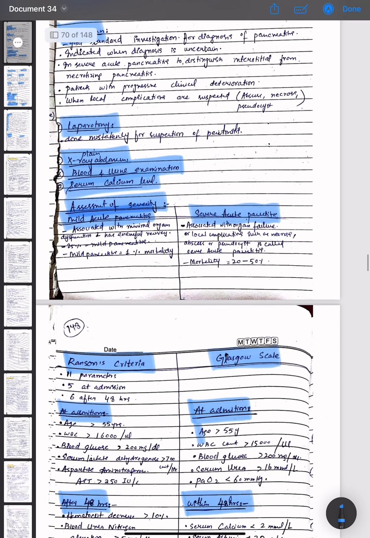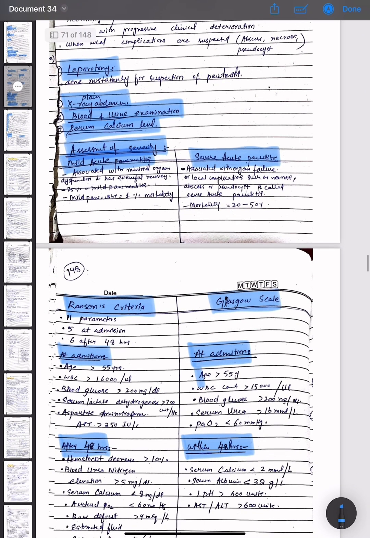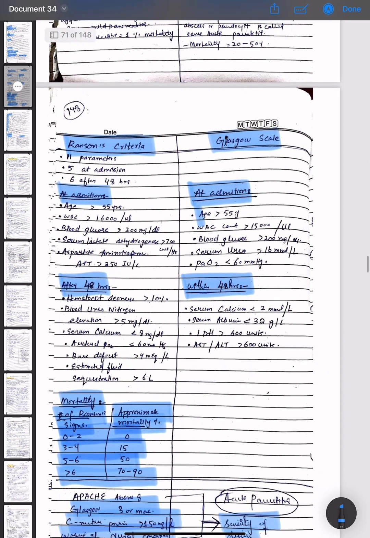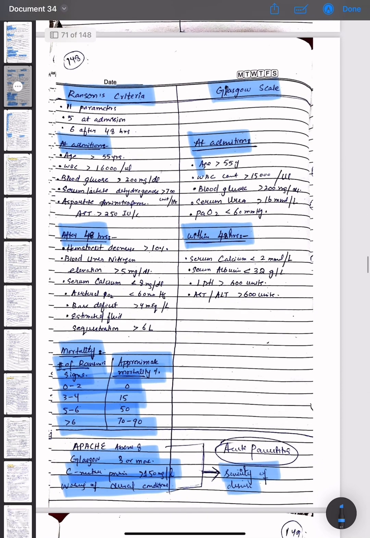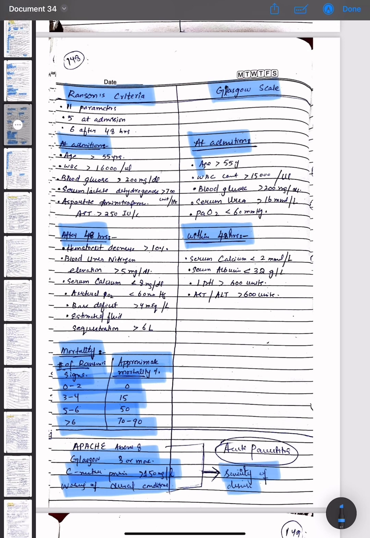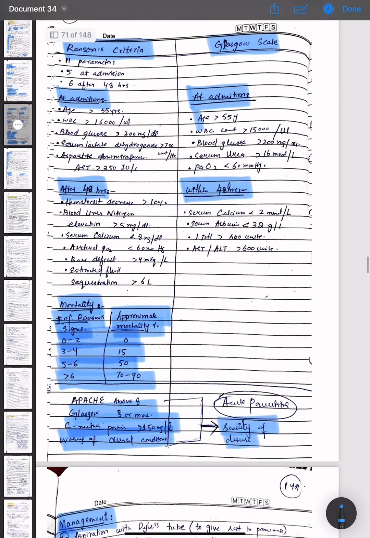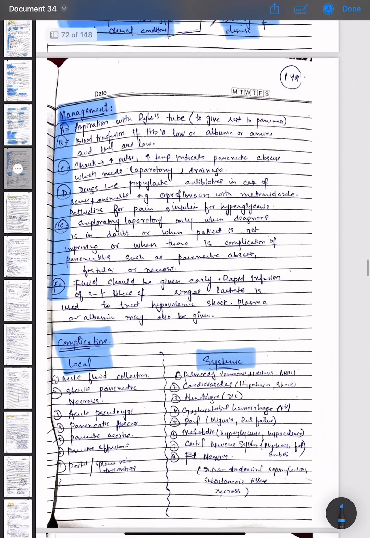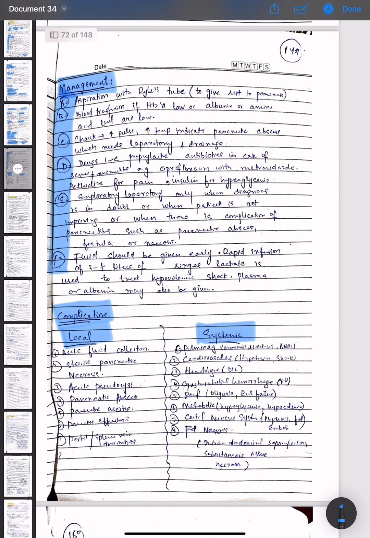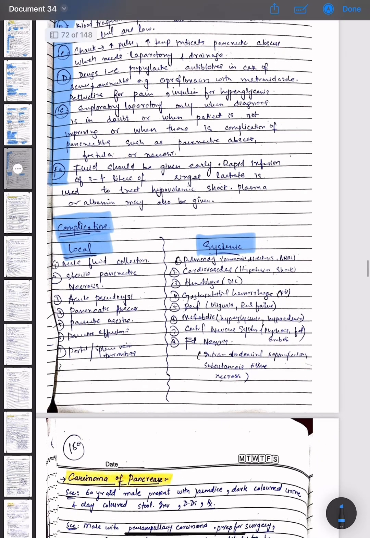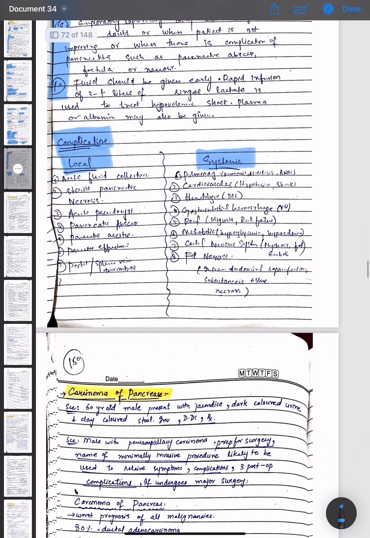And the assessment of severity is done, for mild acute pancreatitis and for severe acute pancreatitis. Then Ranson's criteria is checked at admission and at 48 hours, and the mortality rate can be assessed from the Ranson's criteria. Then the Glasgow scale criteria at admission and within the 48 hours. Then we discussed the management options, given as A, B, C, D, E, and F in general. Then the complications are checked, which include both the local and systemic complications.